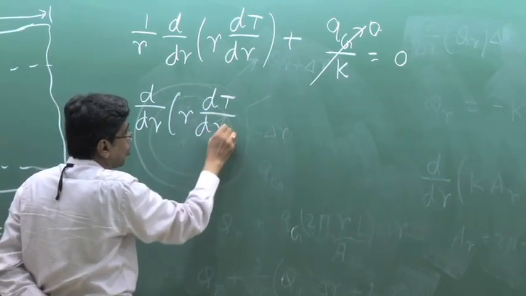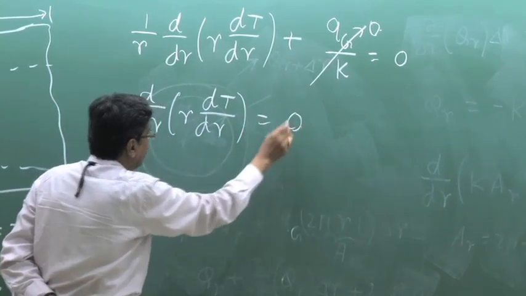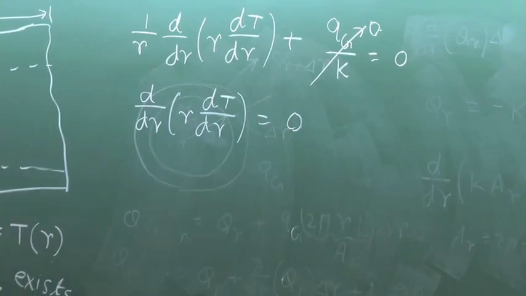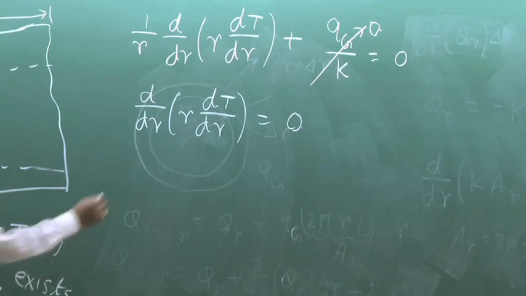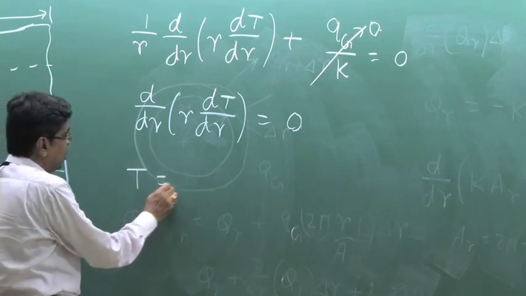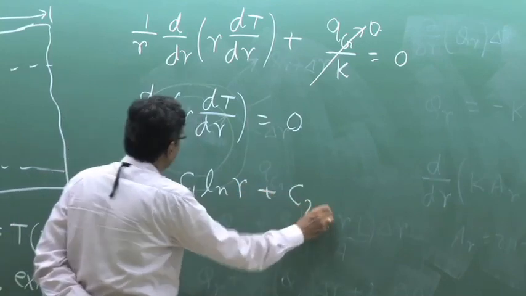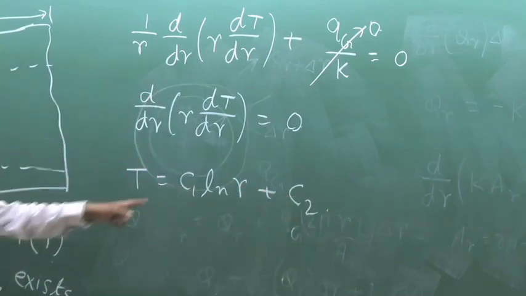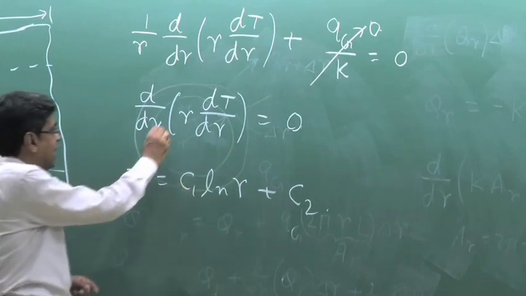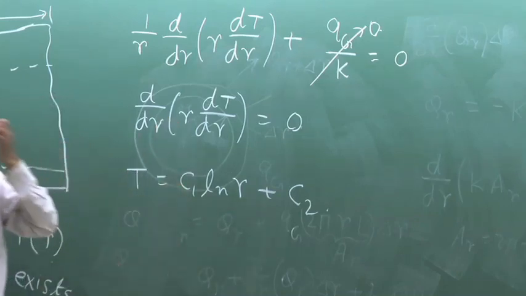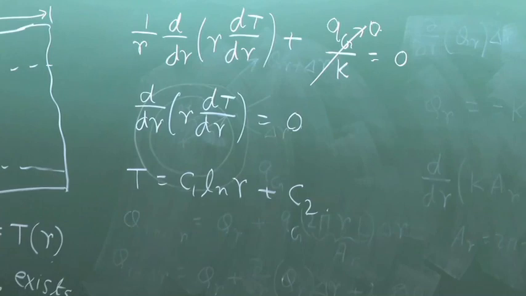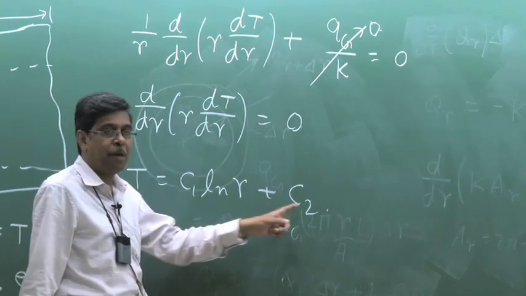Now this becomes so simple that it is a mental problem. Without paper we can solve it. The solution of this is T equal to some constant times ln r plus C2. r dT/dr is C1, a constant, and then again integrate: T equals C1 ln r, dr by r, plus C2.